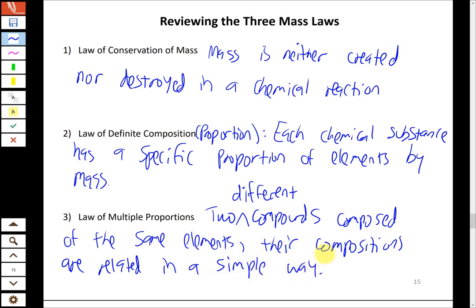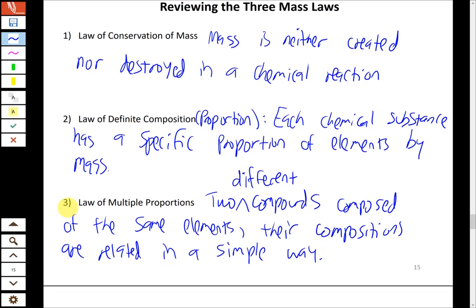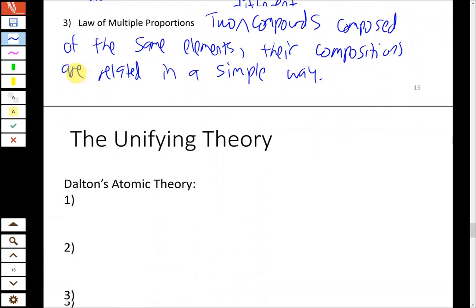In other words, the ways that you can combine elements to make compounds is not really continuous. It's going to be in a stepwise way. If you have two elements combining to form one compound, the amount that would combine to form a different compound has to be some simple relation to that, not just a continuous function. All right, so that's going to be the three mass laws.